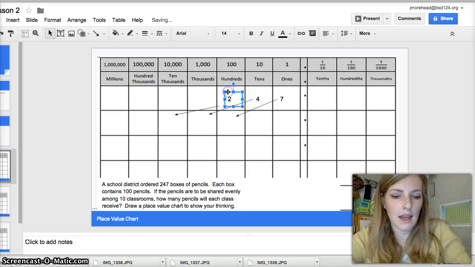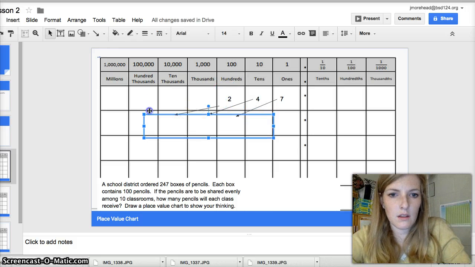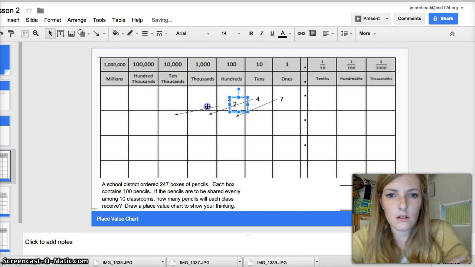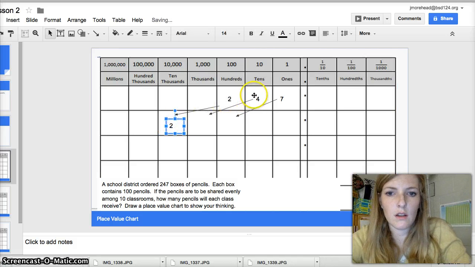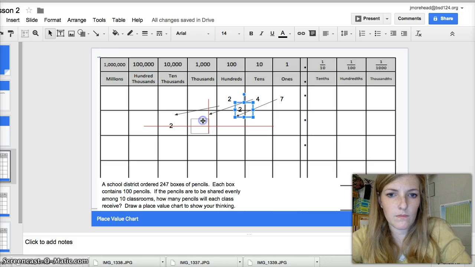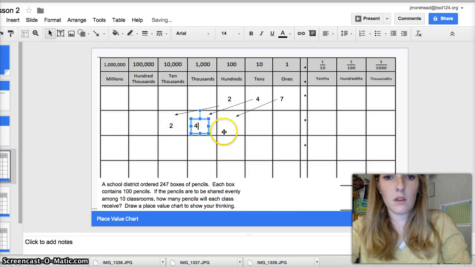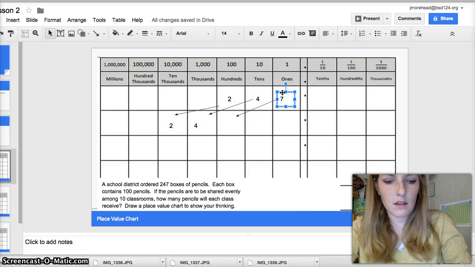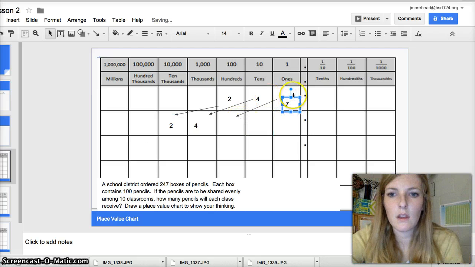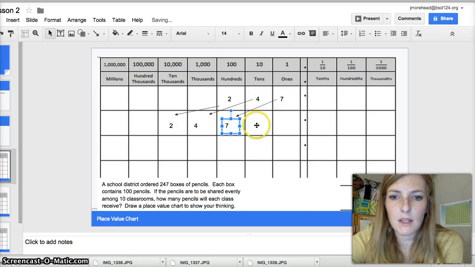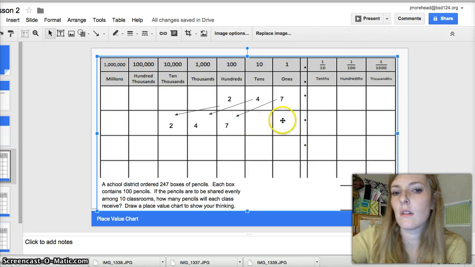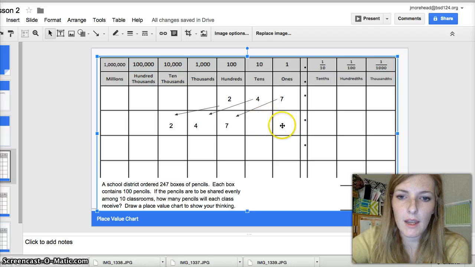So now I have a 200. My 4 is going to move here. And then my 7 is going to be moving down here. So what do I do with those empty spaces here and here? I am going to fill them in with zeros. So now my answer says 24,700.